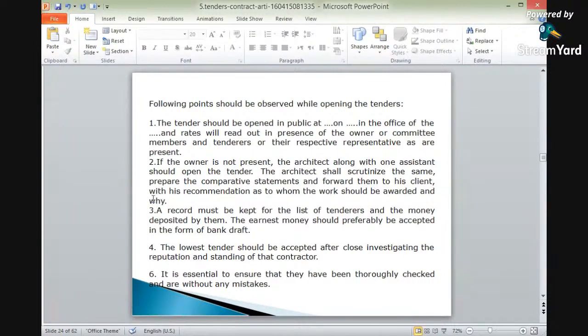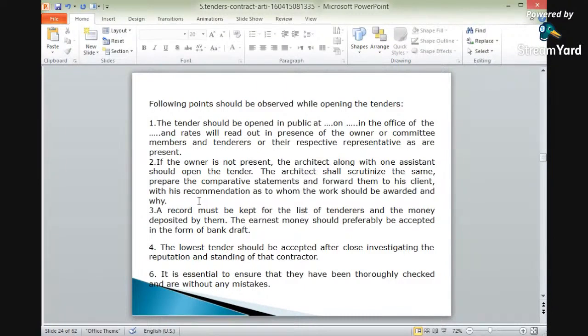He will forward them to his client with his recommendations as to whom the work shall be awarded and why. After the comparative statement, it will be decided which contractor is to be given the particular type of work. Record must be kept of the list of tenderers and the money deposited by them. The earnest money should preferably be accepted in the form of bank draft, that is, a demand draft, and a list will be made of how many tenderers have submitted the tender documents.